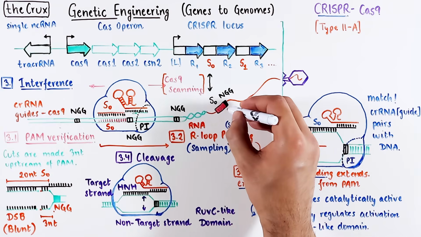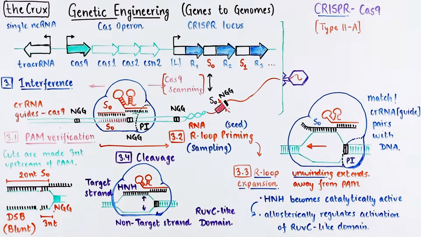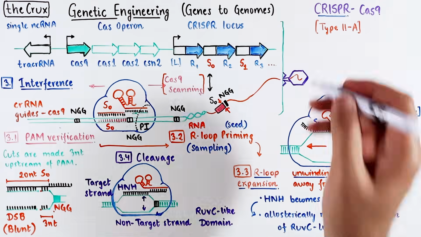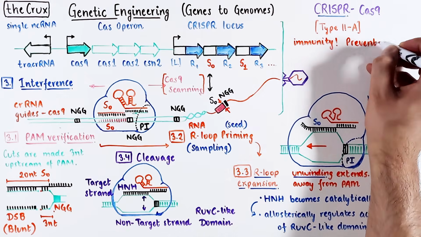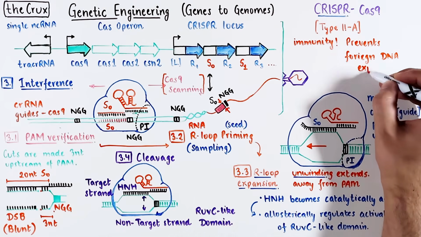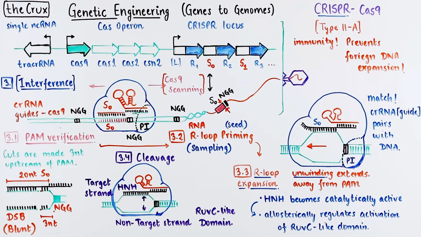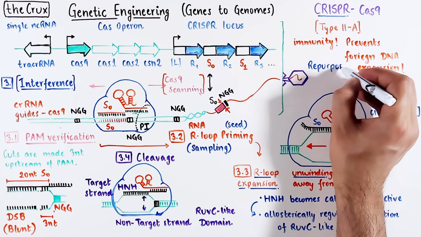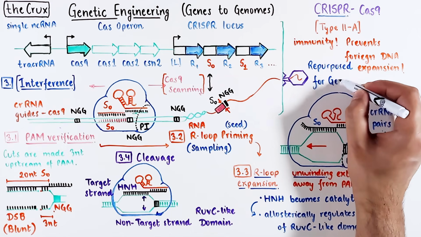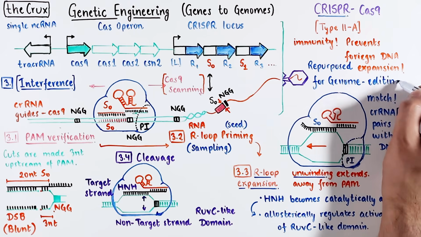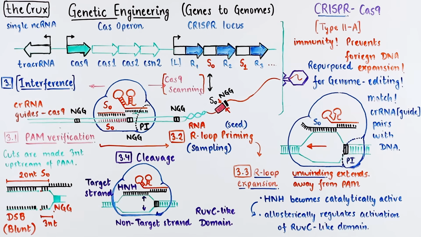This cleavage of foreign DNA marks the completion of bacterial defense. It is the bacteria's way of making a vaccine against foreign DNA elements. This interference step, the RNA-guided DNA cleavage, is repurposed as a tool for targeted genome editing. A video on that will follow soon, and I will see you there.